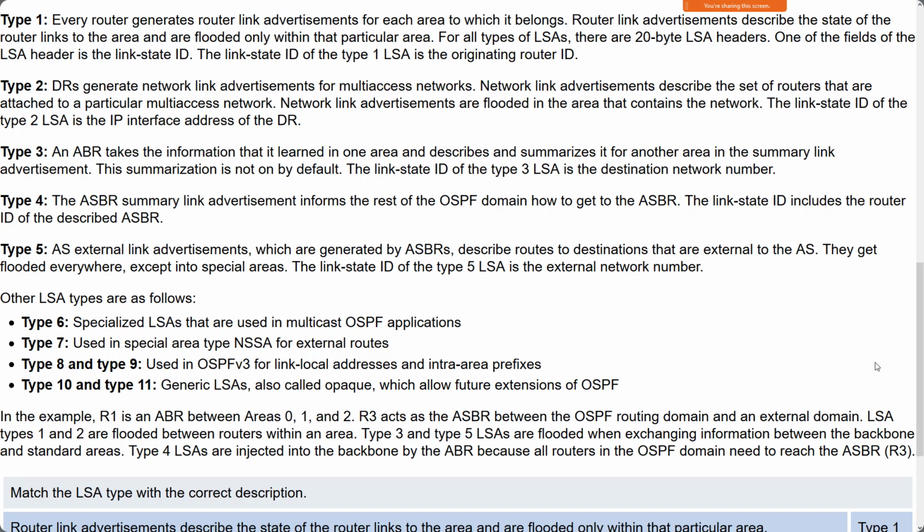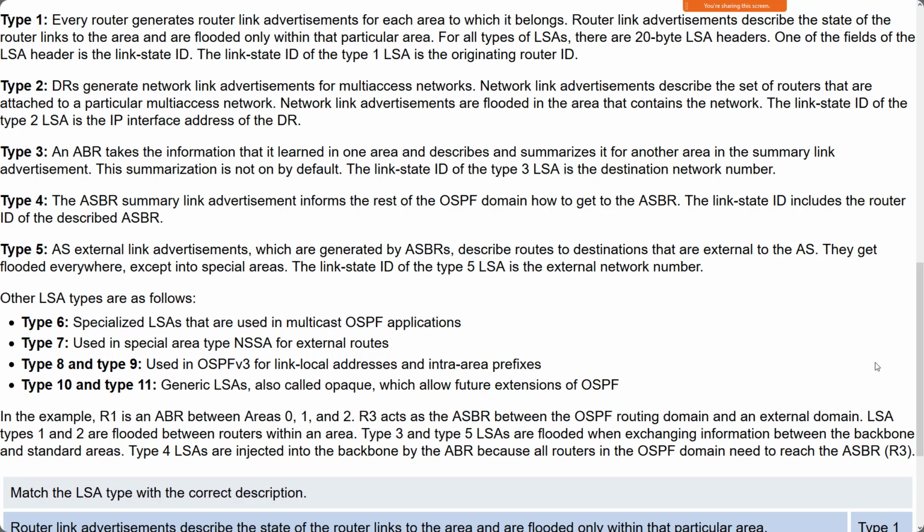Now, they say they're flooded within the area, but they don't really leave the area. A lot of people will say that type 1s and 2s become type 3s, when in reality type 1s become type 3s. Type 2s don't necessarily become type 3s. Type 3 LSA: area border routers take the information that they learn in one area, say area 1, and they summarize it into the other areas as a summary link advertisement. Again, that does not happen automatically. In order for that to happen, you would have to configure the area range command under the OSPF process to perform that summarization.